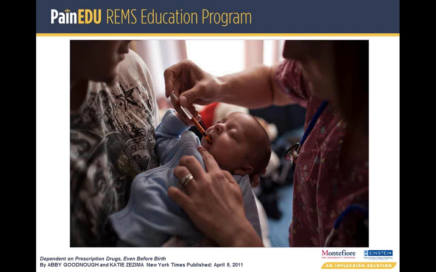This image corresponds with the New York Times article and shows a baby being given opioids to prevent withdrawal, hours after being born. And some reports indicate that in any given NICU, 1 out of 10 babies on the unit are being treated for neonatal abstinence syndrome.